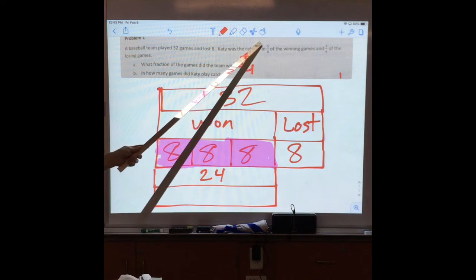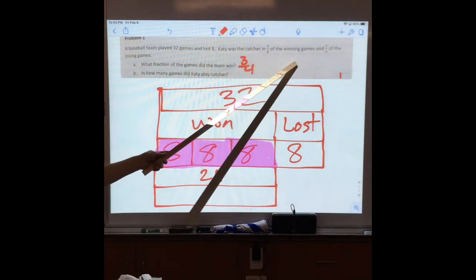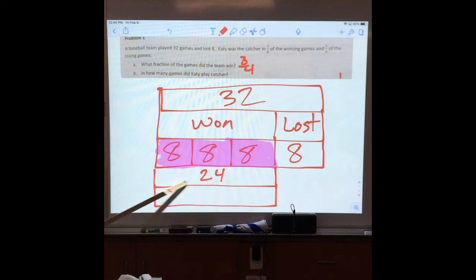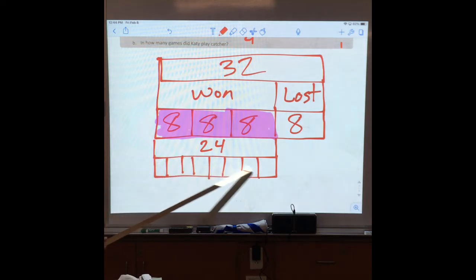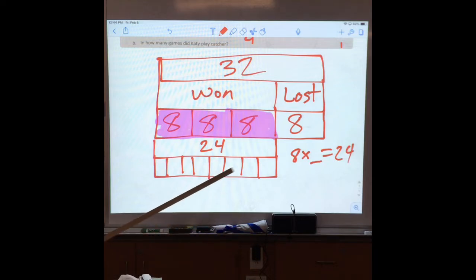Katie was the catcher in 5/8 of the winning games. So the winning games right here, we have to cut that up into 8. Question, what goes in each one of these boxes? Well, we have 8 of them, so we can ask 8 times what is 24? 8 times what? You said 3? Nice job. So 3 goes in each box. She was in 5/8 of them, sorry. So 1, 2, 3, 4, 5.